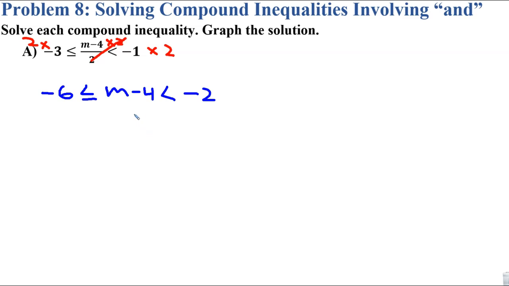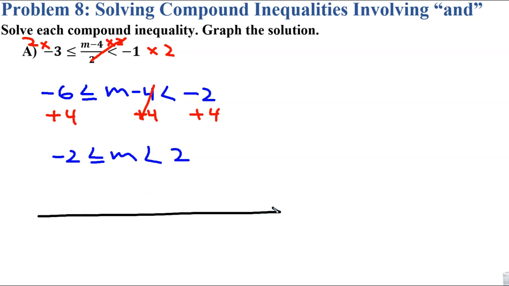And then as a last step to get the m by itself, I want to get rid of this -4, so we'll add 4 to the middle to cancel it out. And again, we'll also have to add to the right side. We'll also have to add to the left side. That's going to leave me with -2 is less than or equal to m, which is strictly less than +2. Now if I did multiply or divide by a negative, I would have to flip both of the signs. So something to watch for. Didn't have to do that in this case.